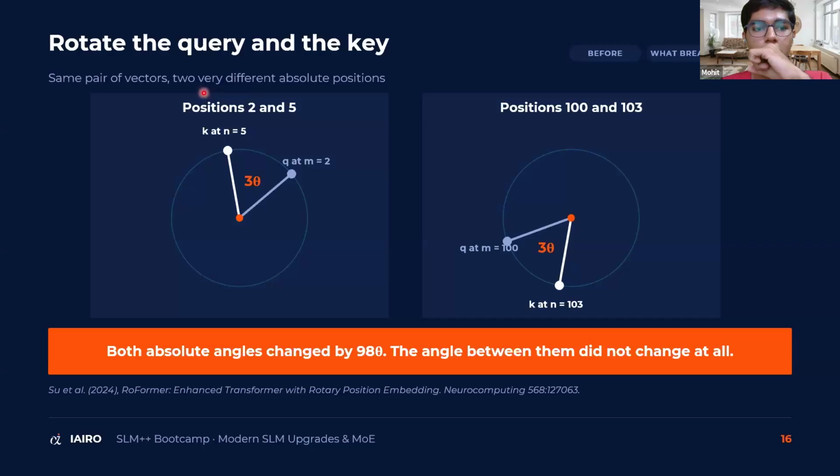Let's come back to rho. So if our key value at n equals 5 position and query value at m equals 2 position, it is 3 theta distance between both of them. By 3 theta, I mean you have to quantify each and every value over here, right? And in vectors, we can quantify the value in two terms, by the distance of it and by the angles between each of them.